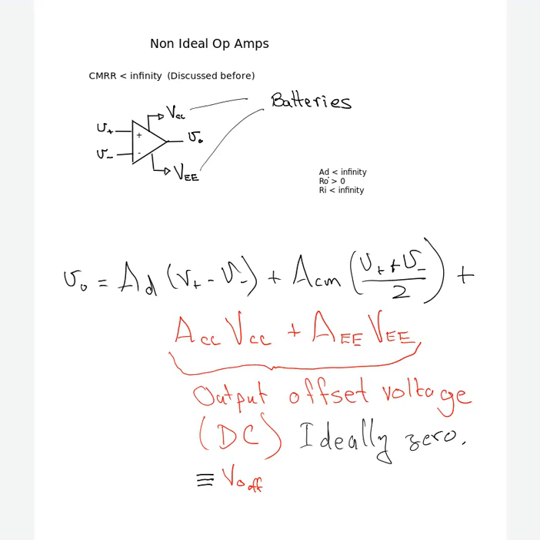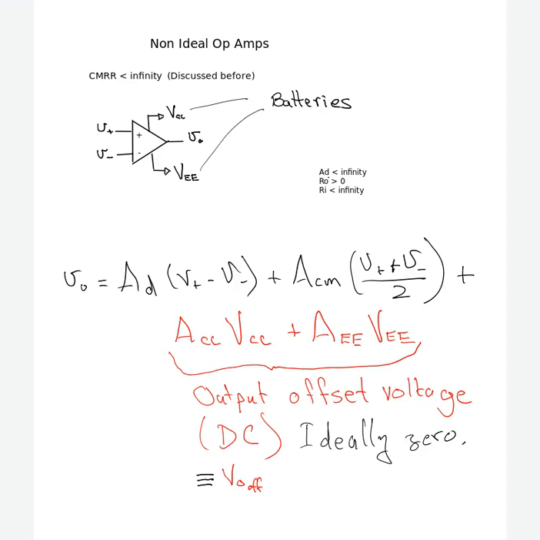Let's talk about non-ideal effects in op-amps. First of all, the differential gain, A_D, is less than infinity. The output resistance is greater than 0. The input resistance is less than infinity. The common mode rejection ratio is less than infinity. Those are all things we discussed before in some brief way.